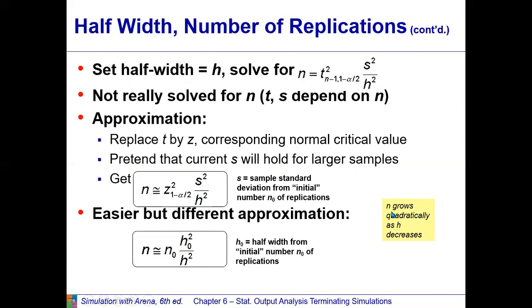One important thing here is that n grows quadratically as h decreases. So let's say you want to reduce your h by 4 times. Then n will increase by 16 times, because if you hold all this fixed, n is inversely proportional to h squared. All right, so that's the approximate way to find it. Let's go ahead and see how we can deal with it in ARENA using sequential sampling.